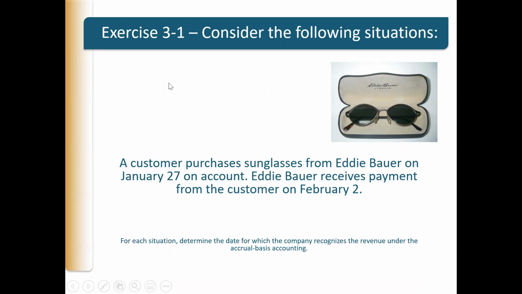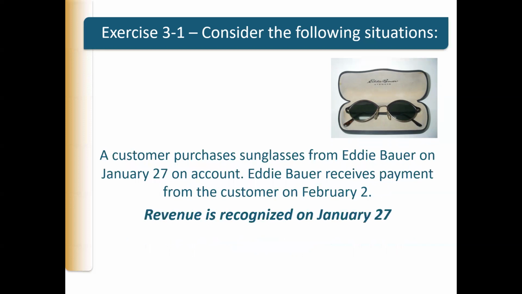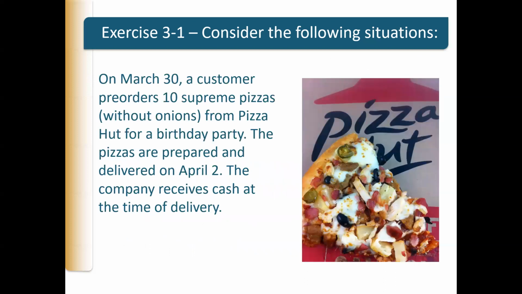A customer, who wants to take this one? Yes. January 27th. A customer purchases sunglasses from Eddie Bauer on January 27th on account. Eddie Bauer receives the money on February 2nd. Doesn't matter when we received the money. When did the transaction happen? When did we exchange the goods? Okay. Next, who wants to take this one? Anyone can just speak it out. Perfect, April 2nd. That's when they received the pizzas and they enjoyed them, right?